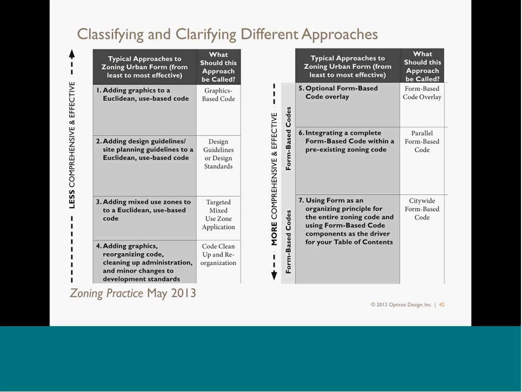And then this one is using form. It's the most comprehensive, the most complex. It's stepping back and using form as an organizing principle for an entire zoning code, and using form-based components as the driver for the table of contents. Examples of that are the Flagstaff, Arizona, and Livermore, California development codes.